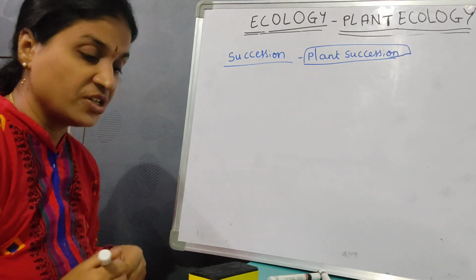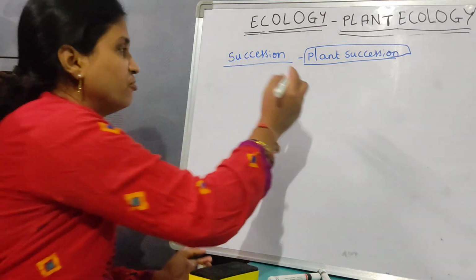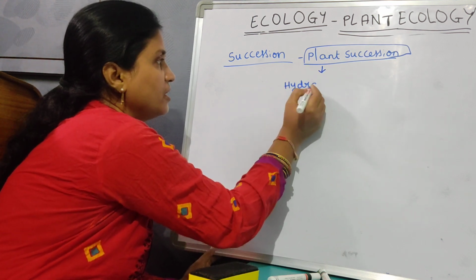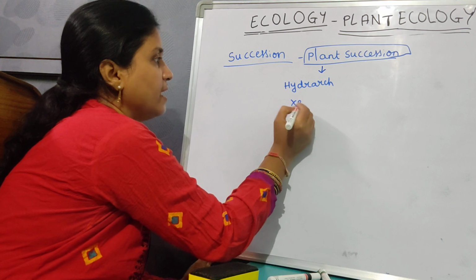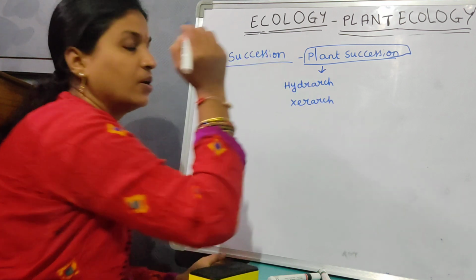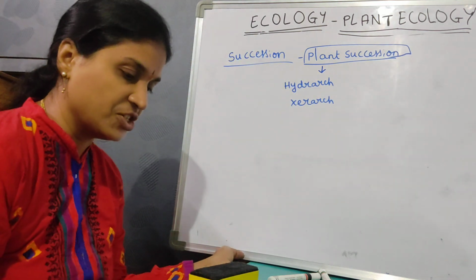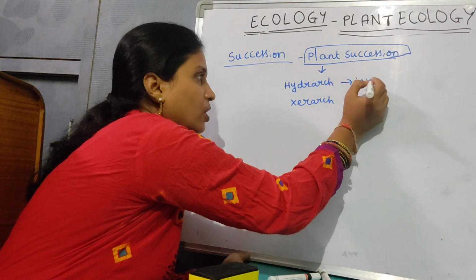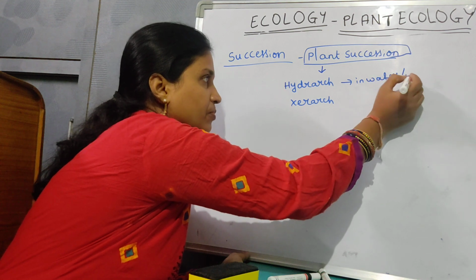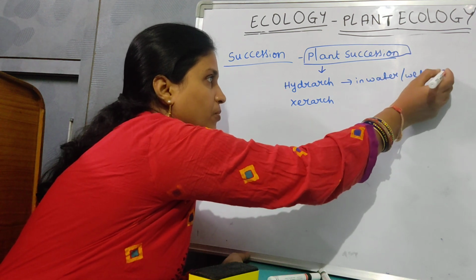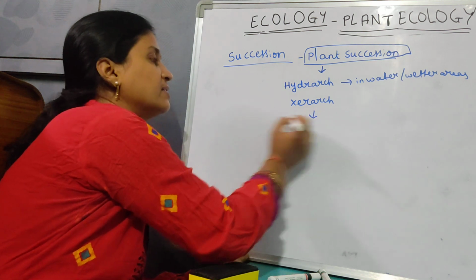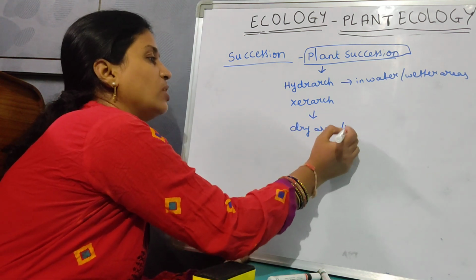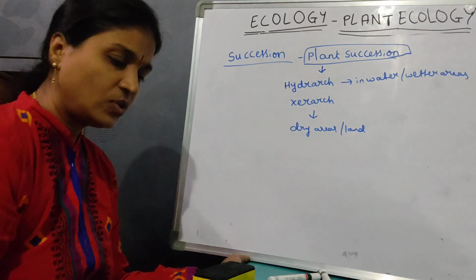This particular succession of plants is of two types: hydrarch succession and xerarch succession. Hydrarch succession takes place in water or wetter areas. Xerarch succession takes place in dry areas, or you can say on land areas.